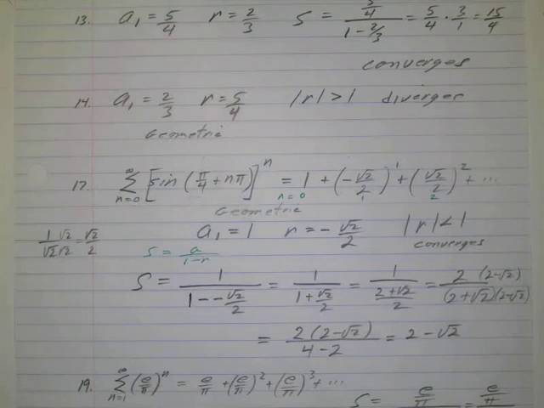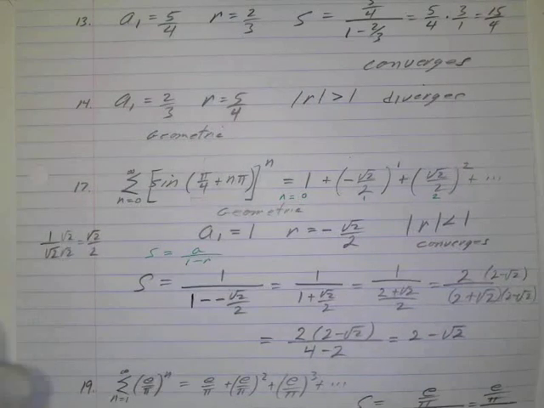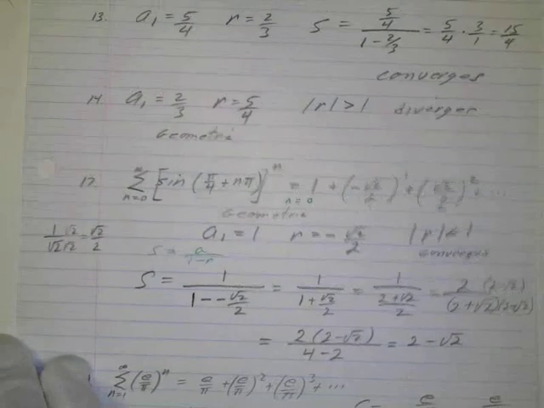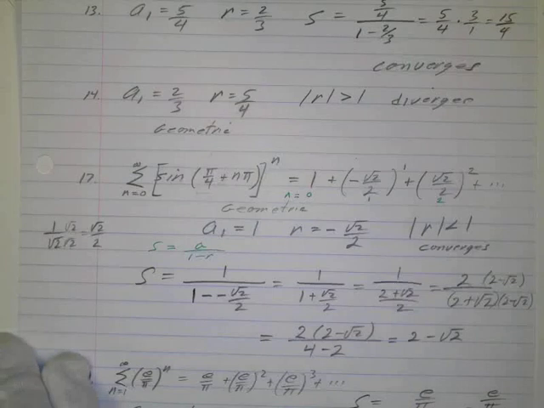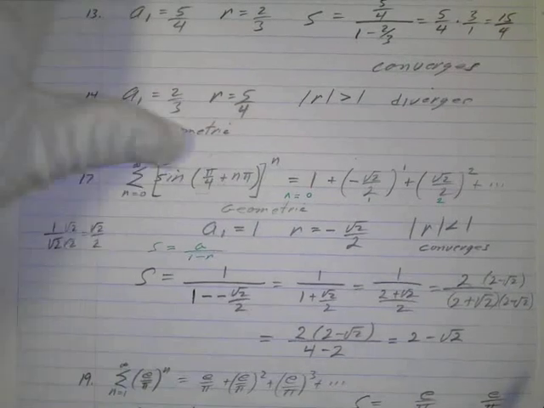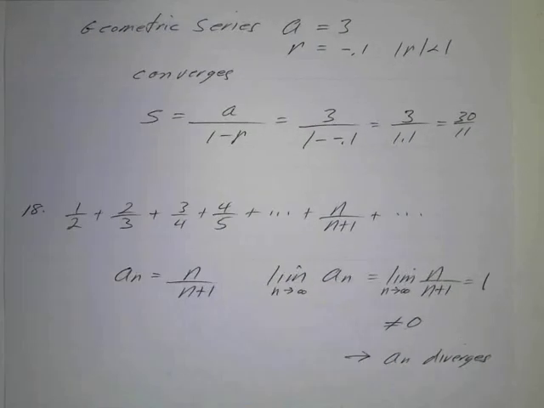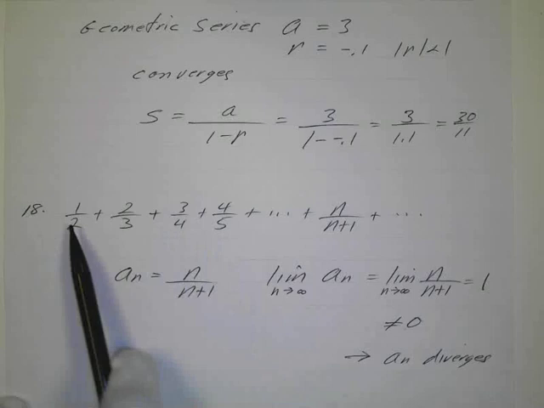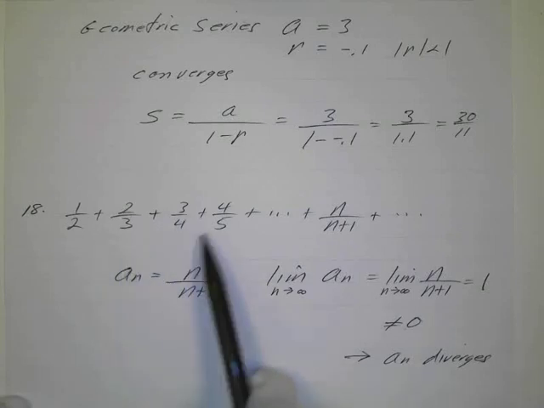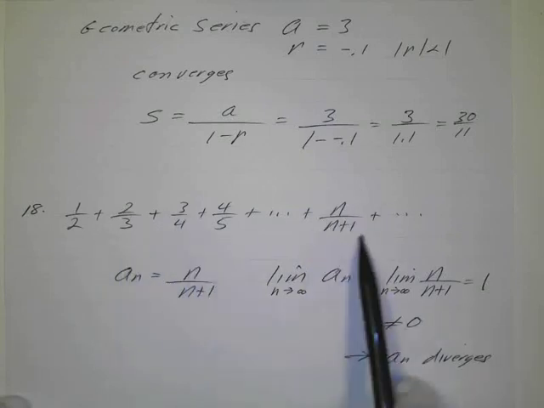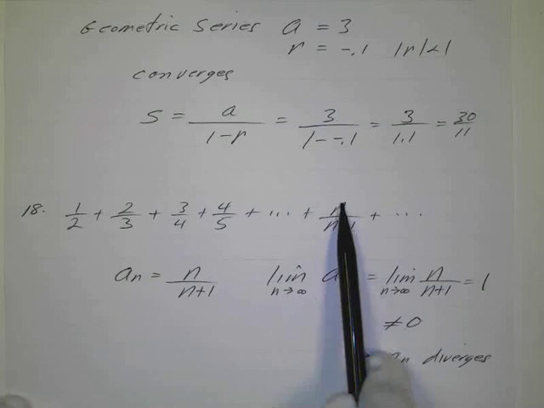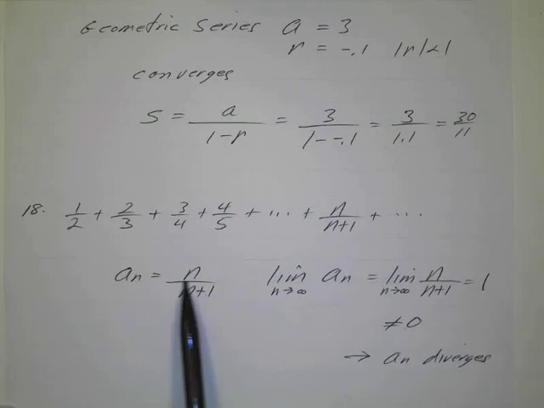So that was 17. And let's see if we can get 18 on here. I think I can. It's not too bad. So if you can see that, you can always pause these and check it out. And here's number 18. I do this tonight. And this is my series, 1/2, 2/3, 3/4, 4/5, and they actually give you the nth term, a sub n term, n over n plus 1.